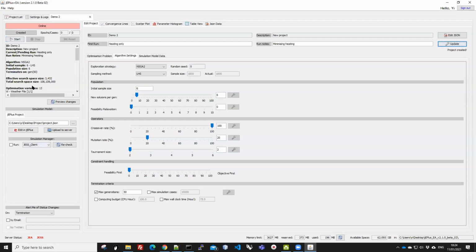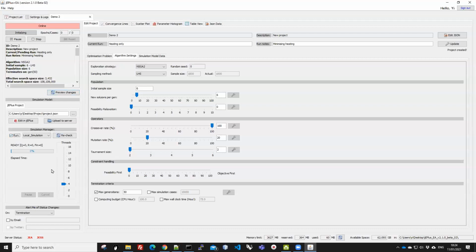Now, once I click start, the optimization process will start, and it will identify some cases for me to simulate, and then this program will need to run the simulation and get results and feedback to the optimization process. So to run simulation, I use my local simulation. So I click start button. It should change the state to initializing and waiting for the simulation to be carried out. But it's not doing anything yet until I check that box.